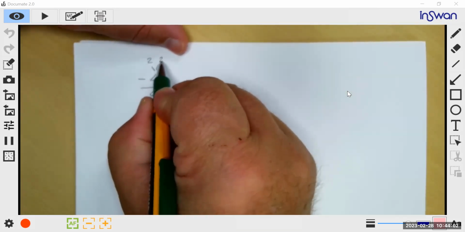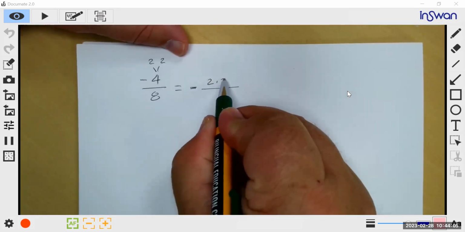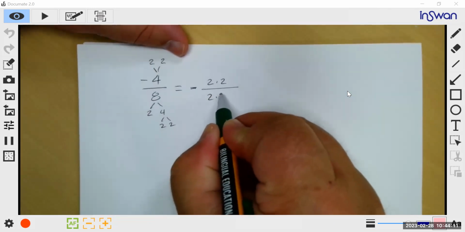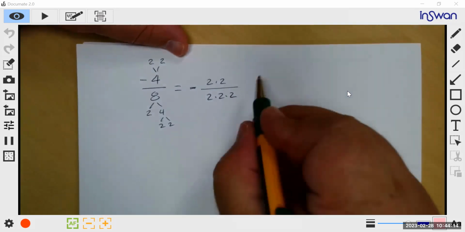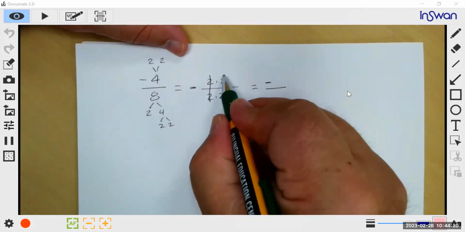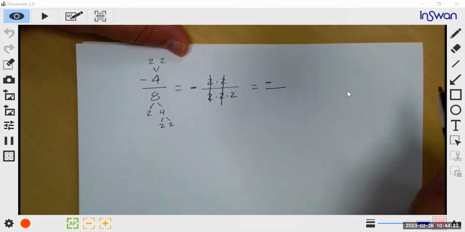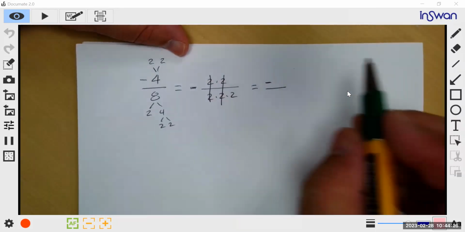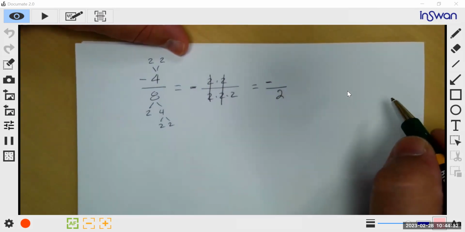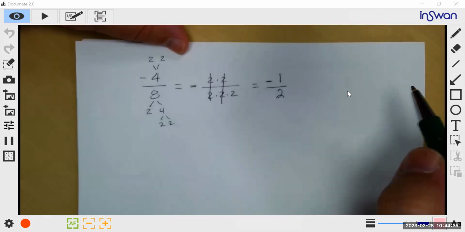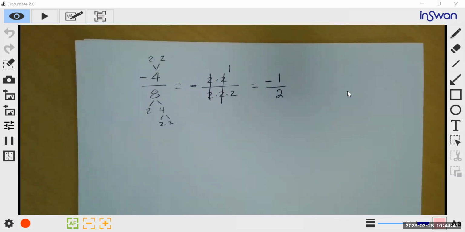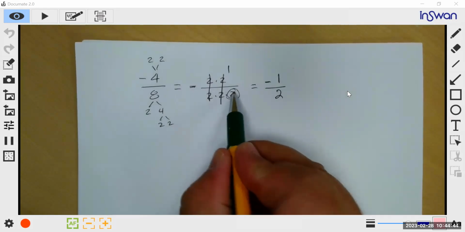4 is made up of 2 times 2. 8 is made up of 2 times 4, which is 2 times 2, so it's 2 times 2 times 2. The answer is negative. Those 2's cancel. What do you have left? Where is that 2? On the bottom. What goes on top? 2 goes into 2 one time. If everything cancels, there's always a 1 left over. And since this 2 is on the bottom, it's got to stay on the bottom.